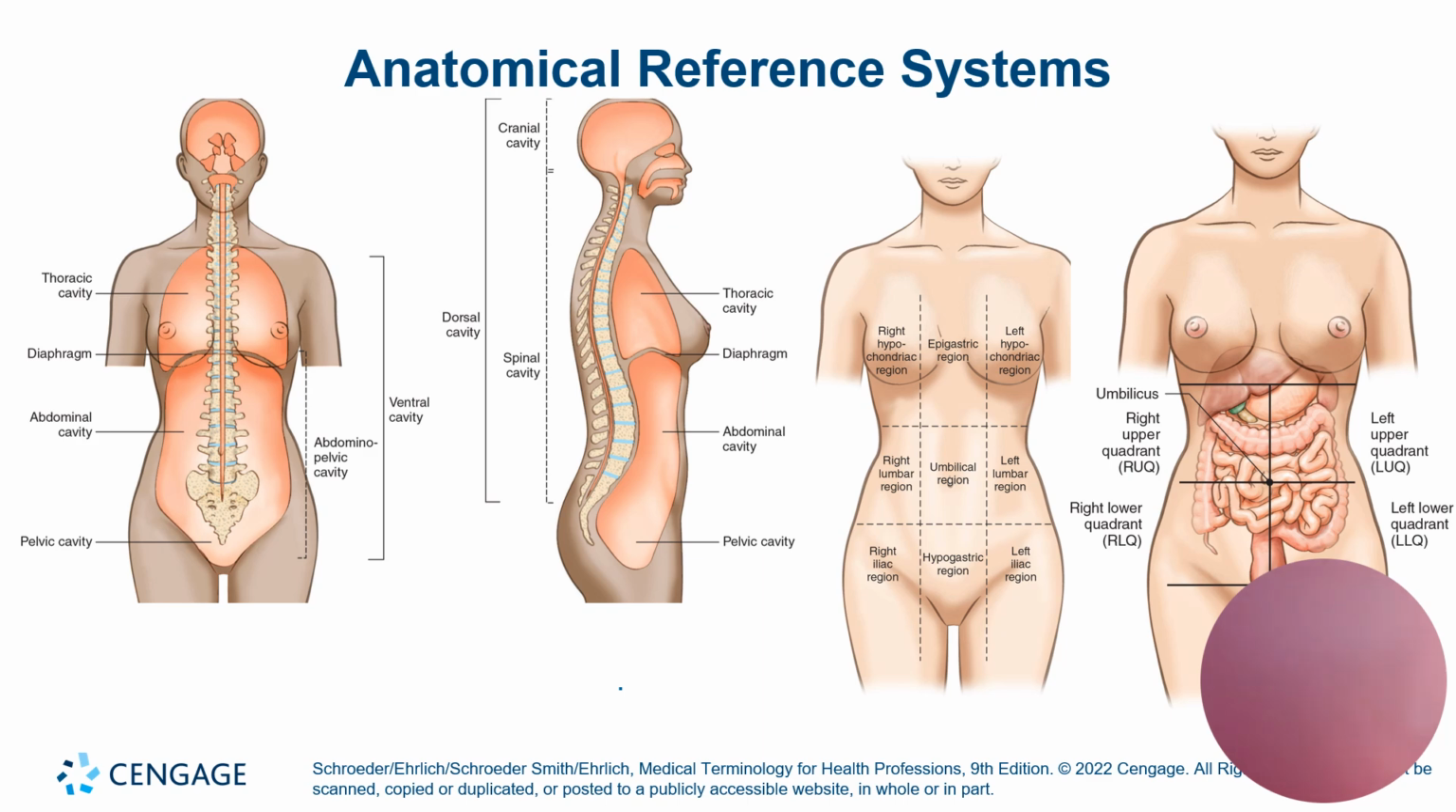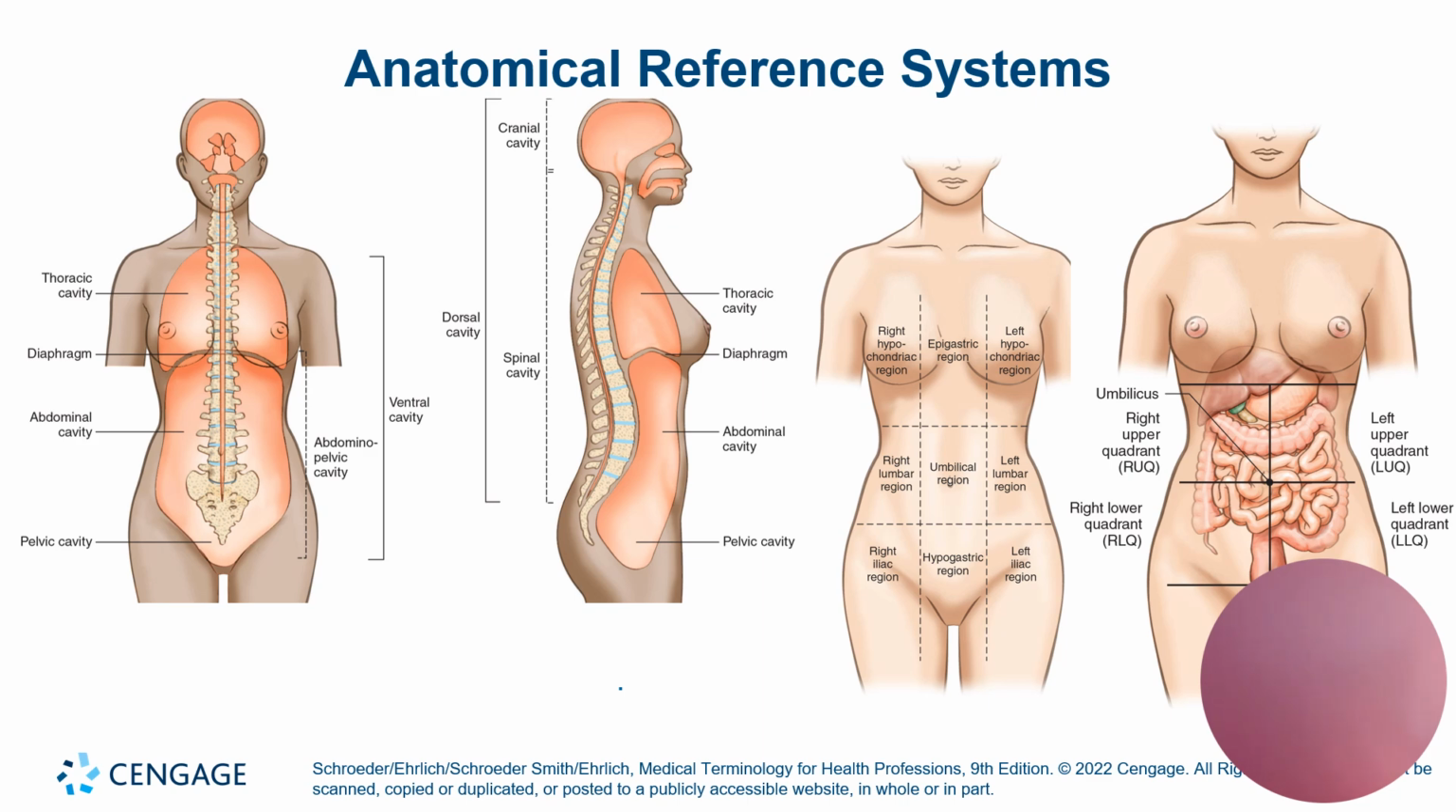It is divided into two portions: the cranial cavity, which is located within the skull and surrounds and protects the brain, and the spinal cavity, which is located within the spinal column and surrounds and protects the spinal cord.